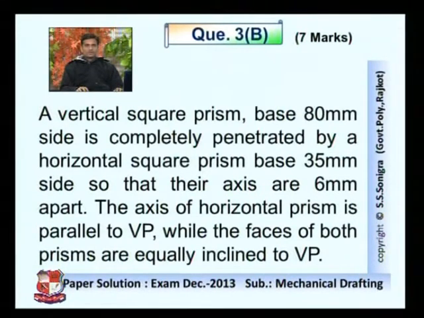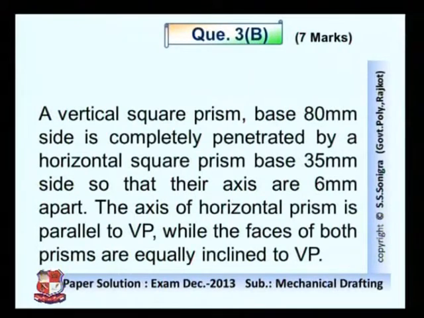The axis of the horizontal prism is parallel to the vertical plane, while the faces of both the prisms are equally inclined to VP. Now where it is given that the faces of the square prism are equally inclined to VP, we have to draw the square in such a way that all 4 sides make an angle of 45 degrees with the XY line, and the axis of the horizontal prism is also parallel to VP, hence it will be needed to draw its side view also. So let me draw the same problem with hands-on experience.